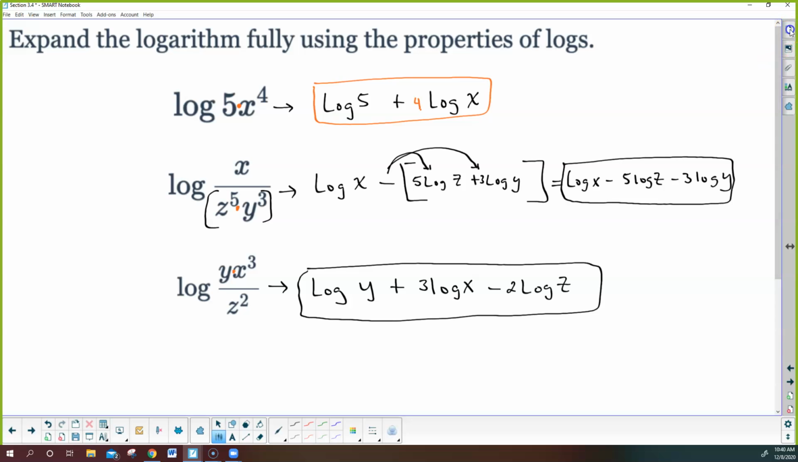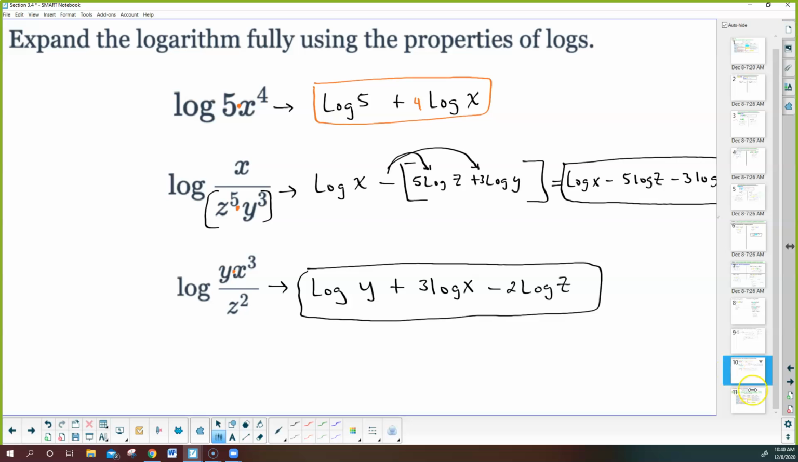Okay, so what I'm going to do right now is we have 5 minutes left. Your homework tonight, uh-oh, my computer just froze up. I can't switch to the next screen yet.